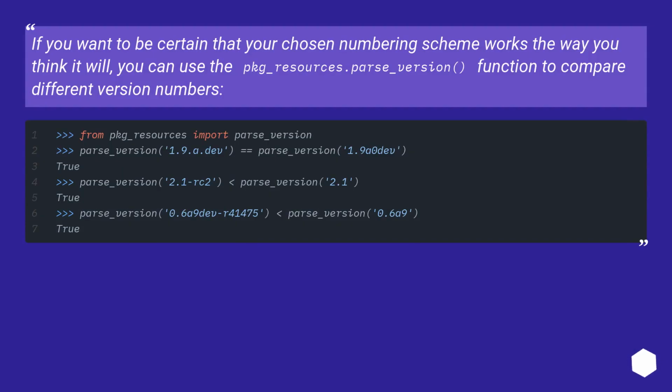If you want to be certain that your chosen numbering scheme works the way you think it will, you can use the pkg_resources.parse_version function to compare different version numbers.